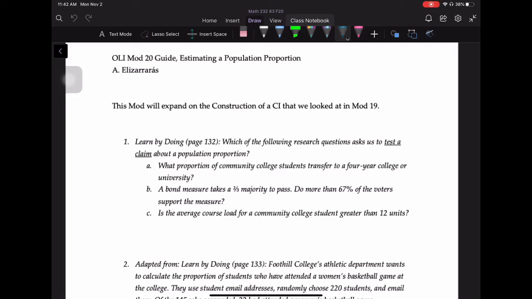Welcome back. We are going to focus on Module 20, and we will be dealing once again with confidence intervals, but now we're not going to be just dealing with a straight 95%. We're going to explore higher and lower confidence interval levels.